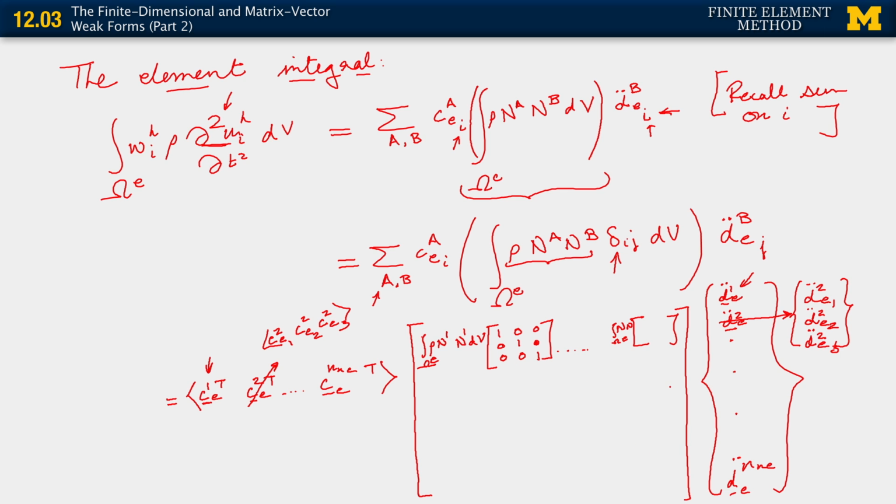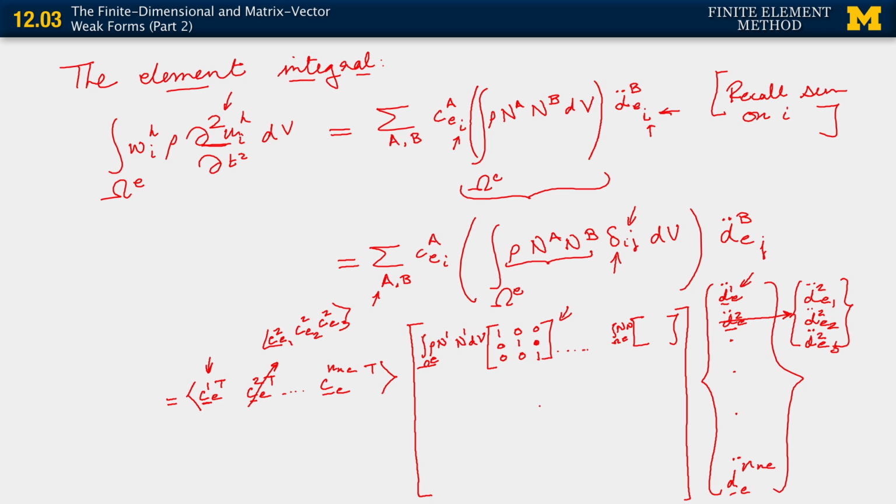So how many such blocks do we have? We have NNE such blocks in the column-wise direction and NNE such blocks in the row-wise direction. Okay, and what's important to note is that each of these little matrices is itself an identity matrix, right? And this is what our Kronecker delta does for us.